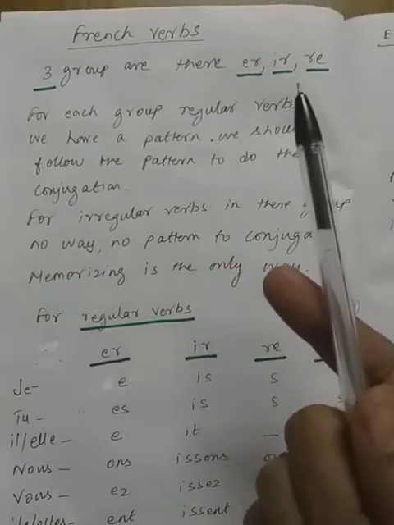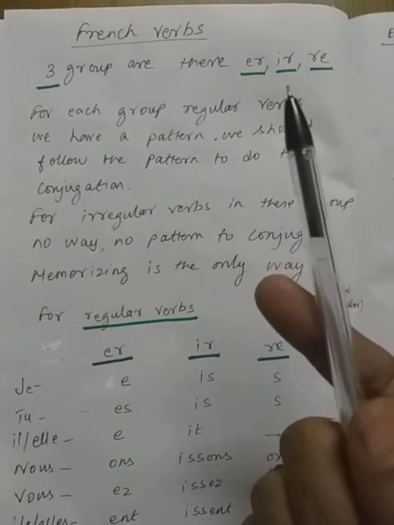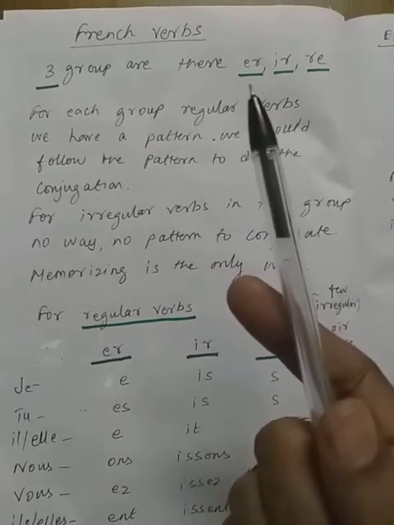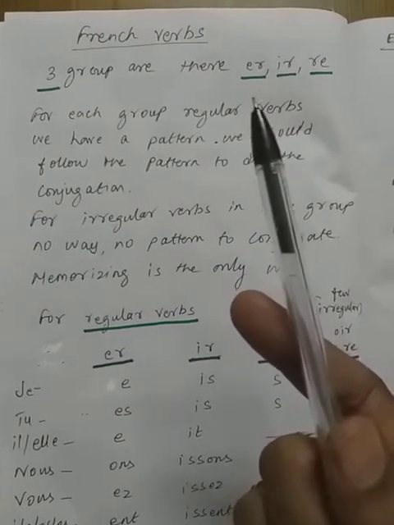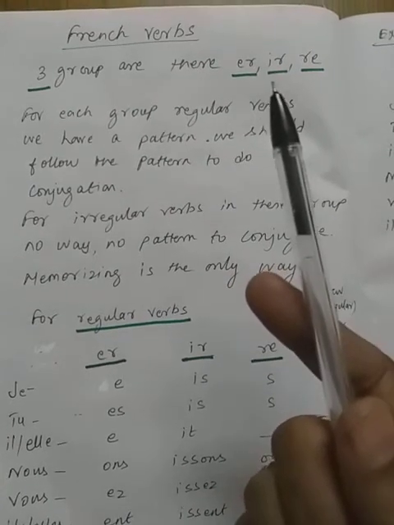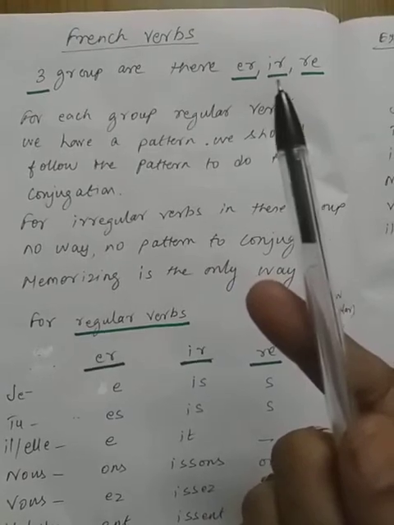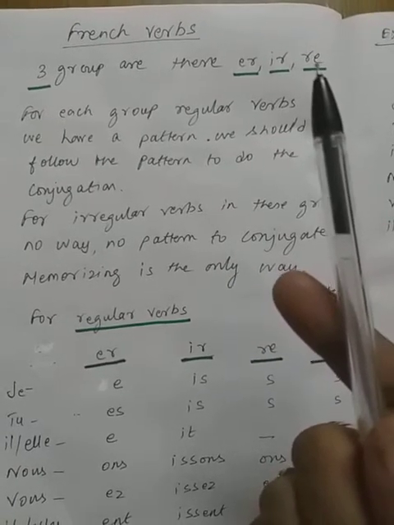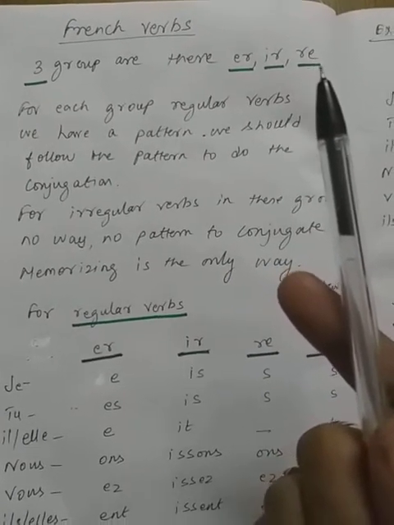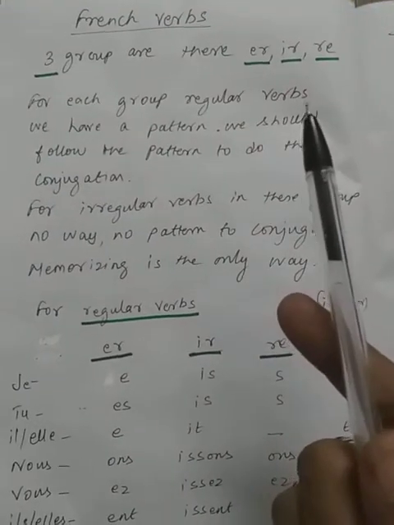These are the endings for those three groups, the endings of the infinitive verbs. ER group, IR group, RE group. The ER group we call the first group. The IR group we call the second group. The RE group we call the third group.